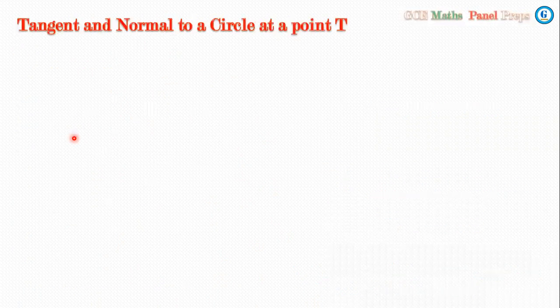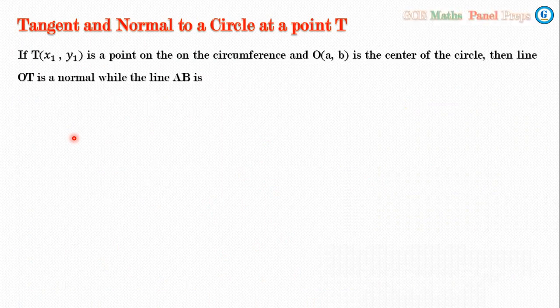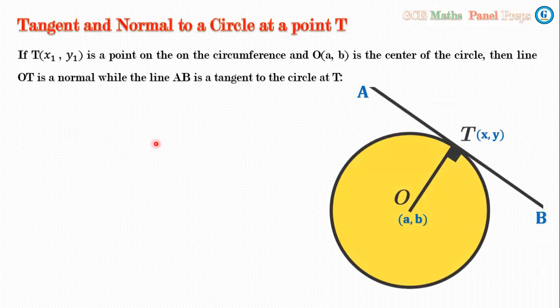Let's discuss tangents and normals to circles. If the point T with coordinates (x1, y1) is a point on the circumference of a circle, and O is the center of that circle, then the line OT is a normal, while the line AB is a tangent to the circle. Let us sketch this and see what we are talking about.